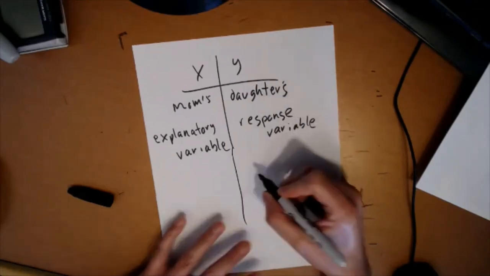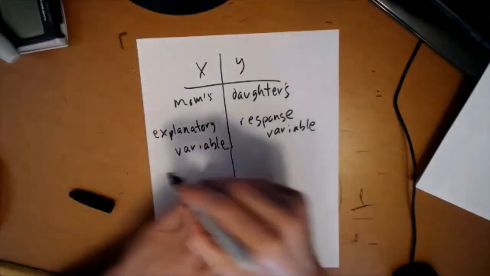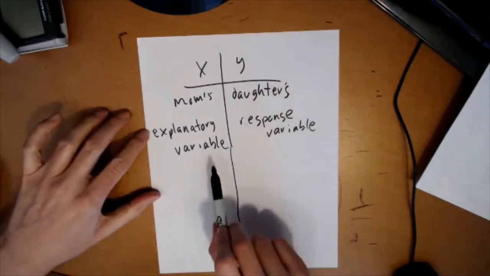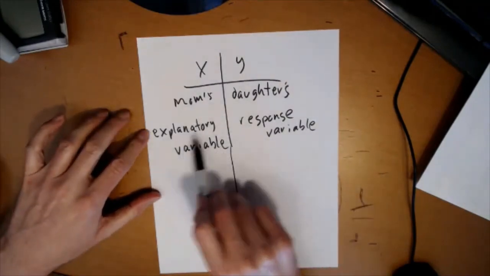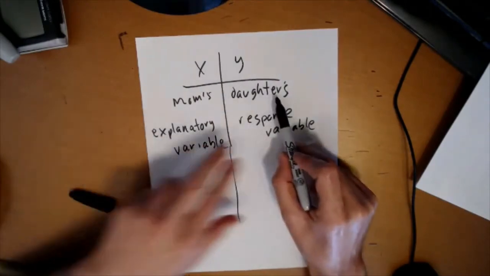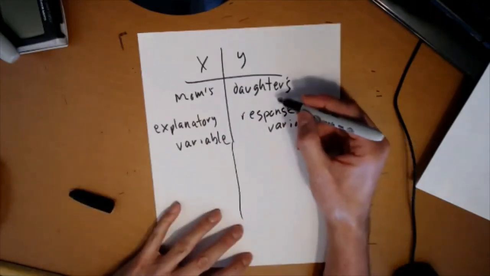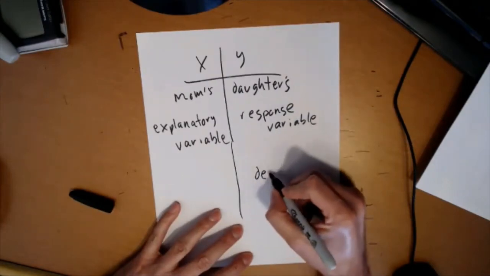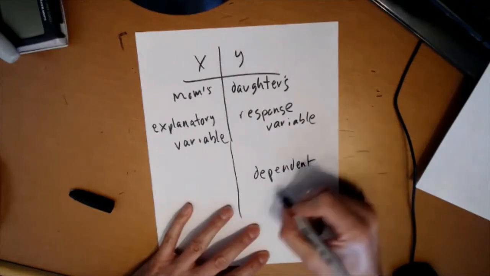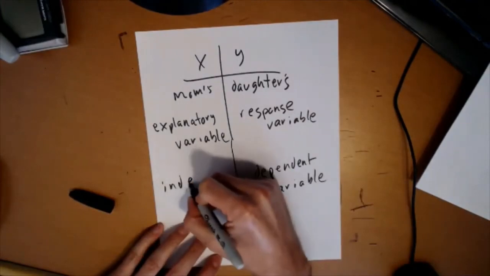So the daughter's height. So here's how I'm thinking about things right now. Oftentimes you can argue about which one is x and which one's y, like which one explains the other. But to me, the way I set it up is the mom's height explains the daughter's height. So the mom's height would be the explanatory, and then the daughter's height is a response to the mom's height. Okay, so in terms of independent and dependent, the daughter's height depends on the mom's height. So this is the dependent variable. And if that's the dependent, then this is the independent.